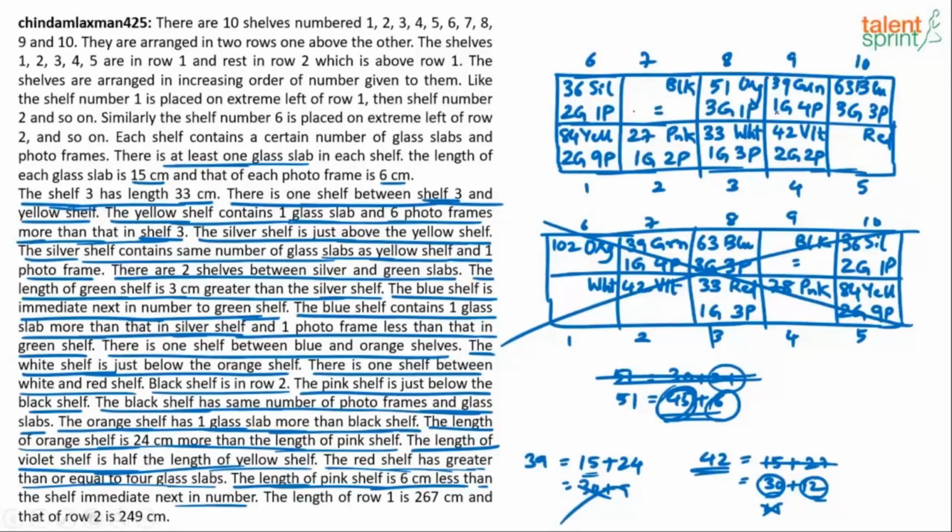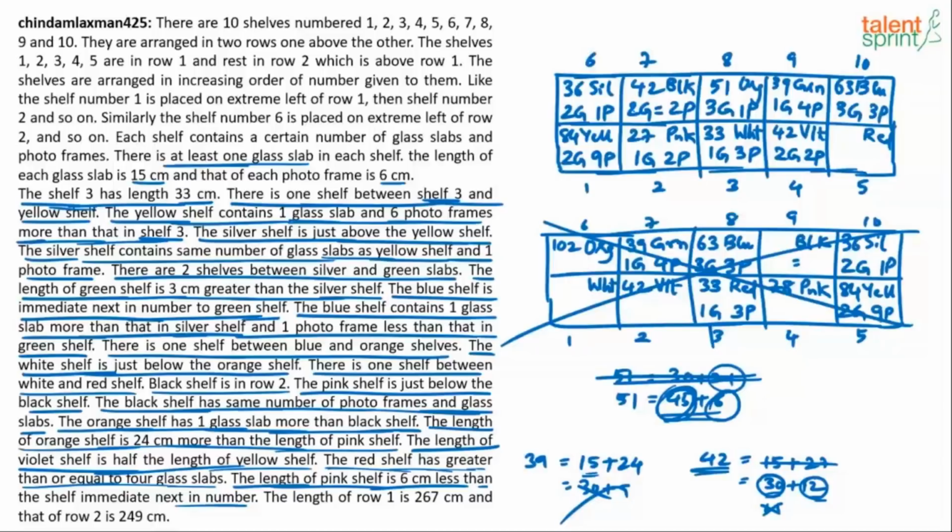Right? Now go back to the point that the black shelf has the same number of photo frames and glass slabs. We can conclude that the black shelf has 2 glass slabs. Why do I say this? Because orange had 1 glass slab more than black. If 3 is 1 more than black, black should be 2. Yes or no? Orange had 1 glass slab more, orange has 3, so black should have 2. 2 glass slabs and 2 photo frames. Now 2 glass slabs means 30, 2 photo frames means 12, 30 plus 12 is 42. Done.